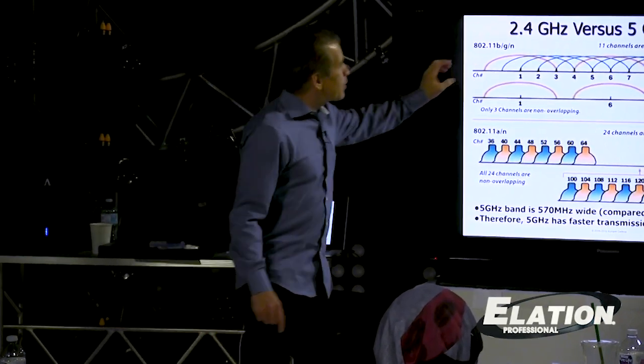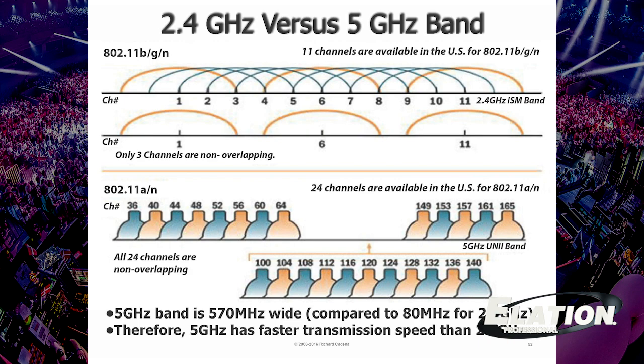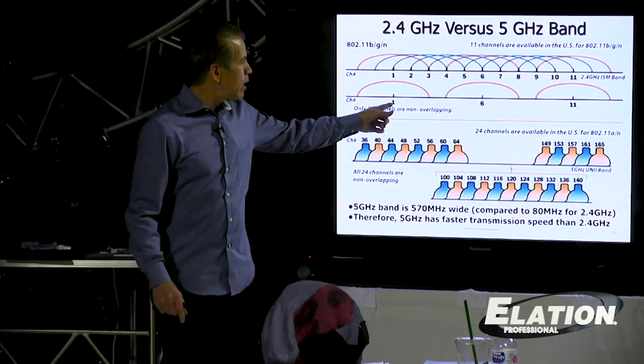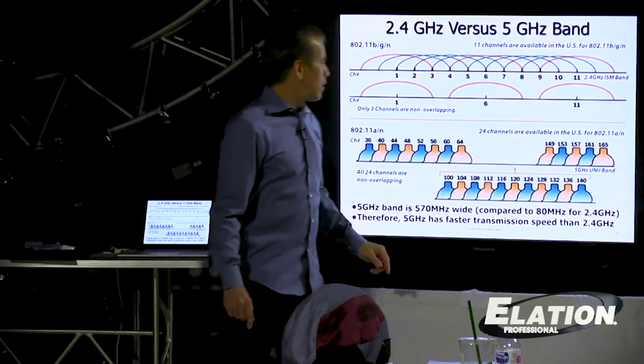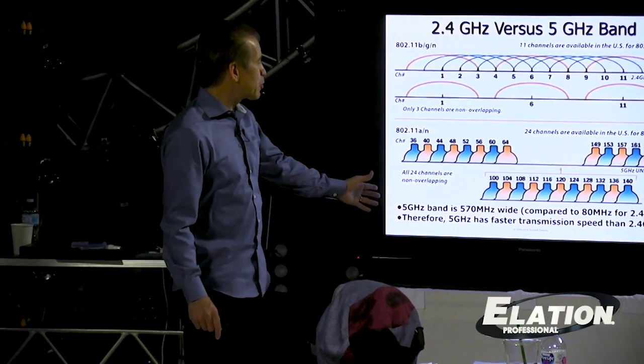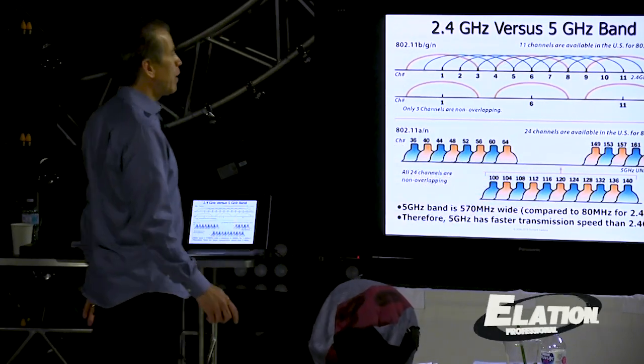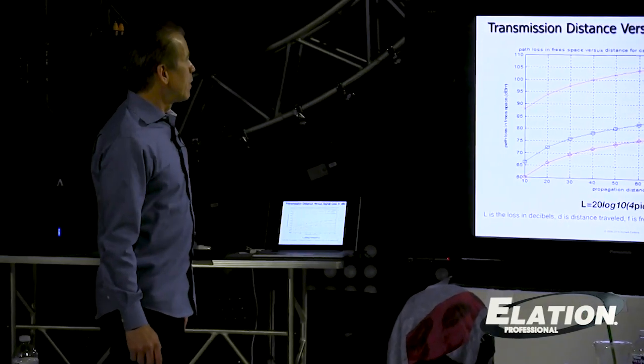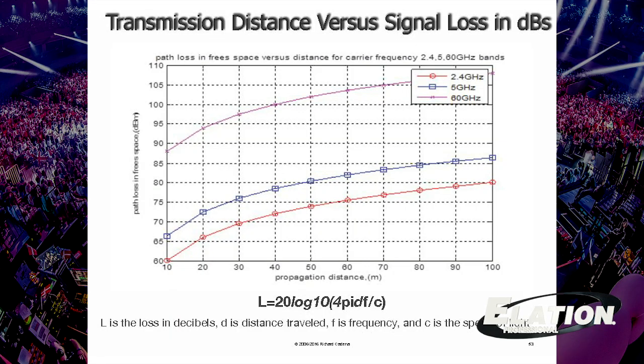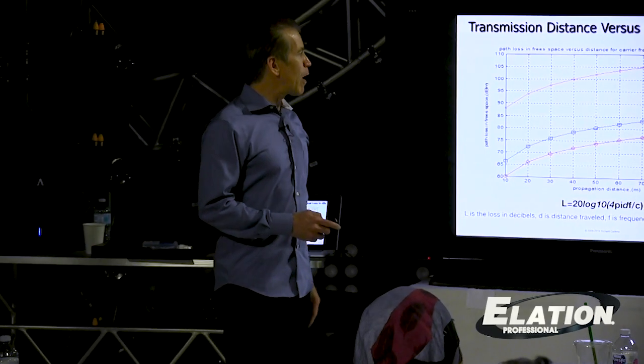So this illustrates the difference between the 2.4 gigahertz band and the 5 gigahertz band. In the 2.4 gigahertz band, there are only 3 channels that don't overlap with each other. Those channels are channel 1, channel 6, and channel 11. And then in the 5 gigahertz band, there's a whole different channel scheme as well. Now, the further you're trying to transmit, the less throughput you'll get. So if you want the best throughput, try to limit the distance that you are transmitting using Wi-Fi.